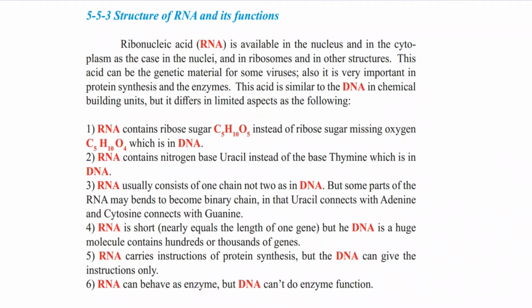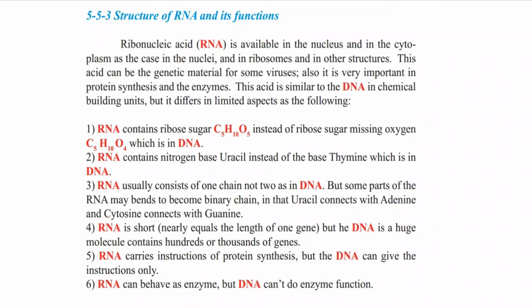This acid can be genetic material for some viruses. So there are viruses with only DNA, with only RNA, or some of them with DNA and RNA. Also, it's very important in protein synthesis because it assists the DNA to produce proteins and enzymes, because most enzymes have a protein structure. This acid is similar to DNA in chemical building units because both of them are made up of nucleotides, but it differs in some ways.